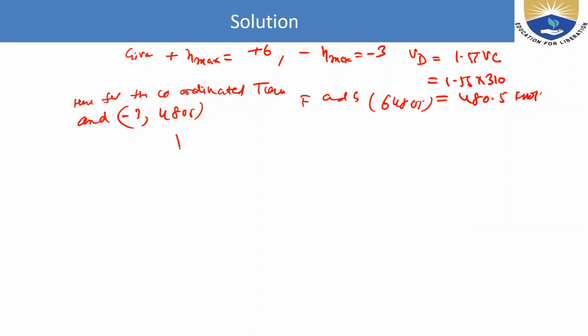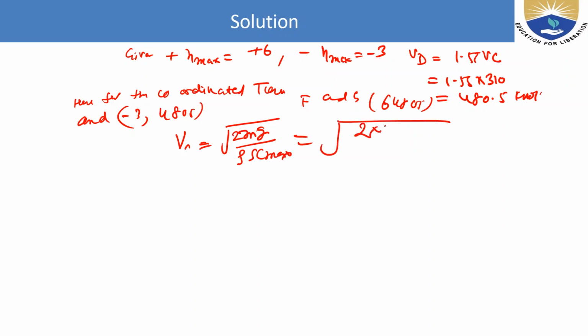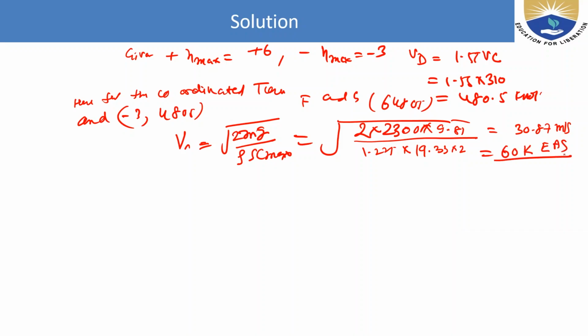So first we have to find out Vs is equal to under root 2 mg by rho S CL max. So 2 into 2300 into 9.81 divided by 1.225 into 19.33 into 2, so you will get here 30.87 meter per second or 60 knot equivalent airspeed. So thus the coordinates of A is 1, 60.